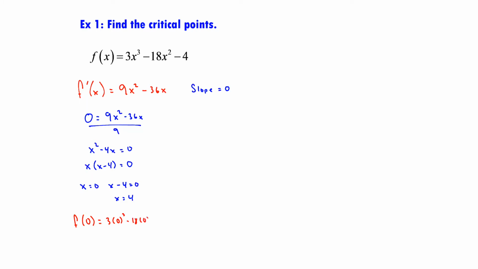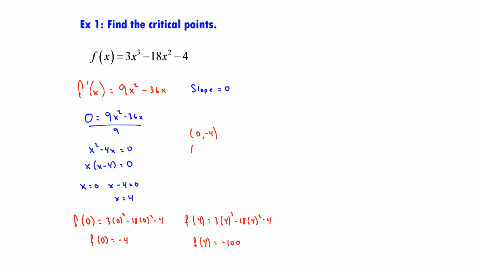So we'll plug them back into the function, and when we plug 0 back in, it looks like we will get negative 4. So one of our points will be at (0, negative 4), and then we will plug in 4, and we will get the y value when x is 4. And so if you plug that in, you will get a y value of negative 100.